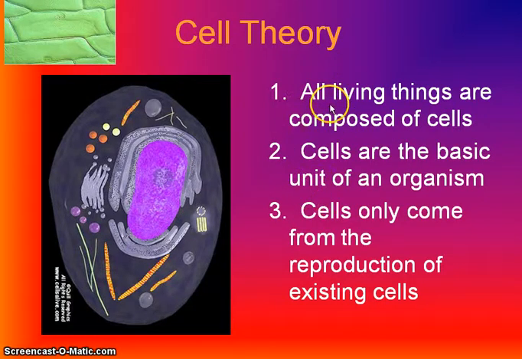The three main parts are that all living things are composed of cells, cells are the basic unit of an organism, and finally, cells come only from the reproduction of existing cells.